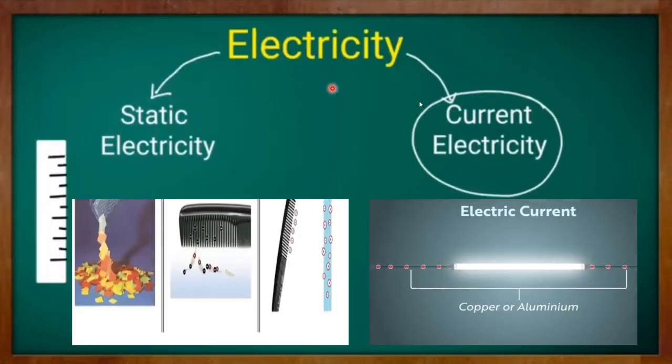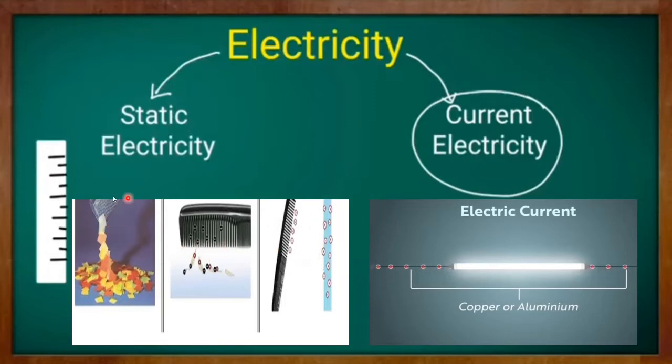Next, let's learn more about electricity. Electricity can be classified as static electricity as well as current electricity. In this chapter, we are going to learn more about current electricity. Already you have learned static electricity in your previous classes. As the name itself suggests, static means the one which is not moving. Understood, children? Here I have a few examples.